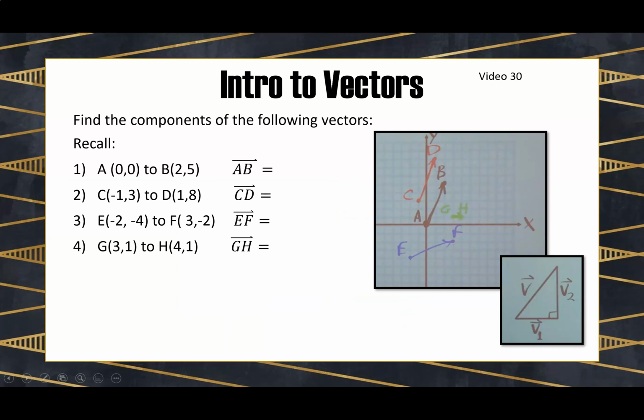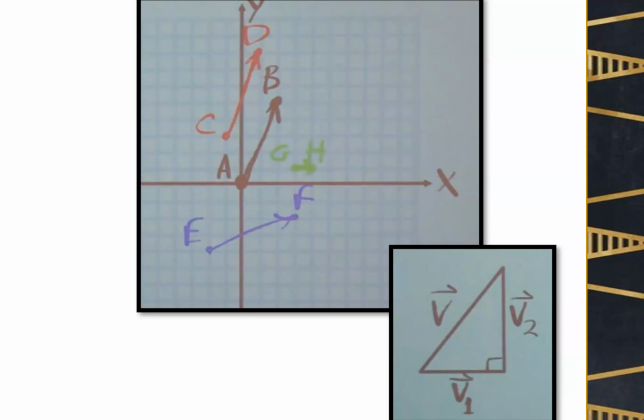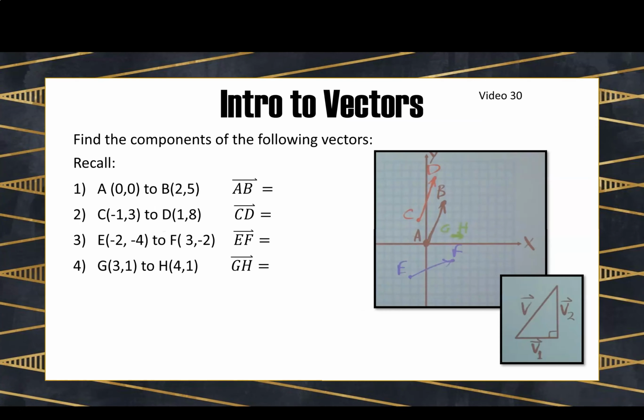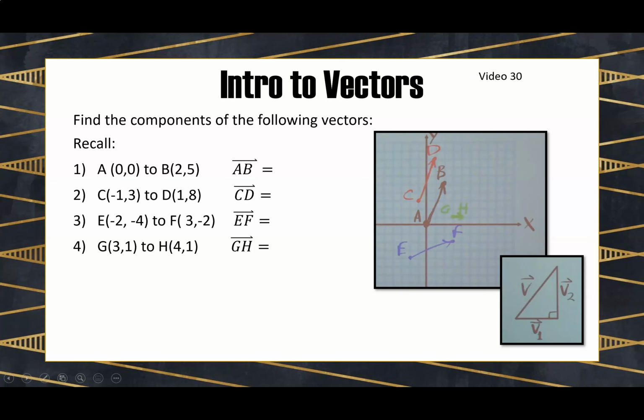So let's go back to this particular problem and let's actually find the components. So here we're going from (0, 0) to (2, 5). And there's two ways to do this, really. You can look at the graph and say, what's my horizontal and what's my vertical? I can actually count here that it's 2, and I can count here 1, 2, 3, 4, 5 that it's 5. So this would be an answer of <2, 5>, because that's my horizontal and my vertical.